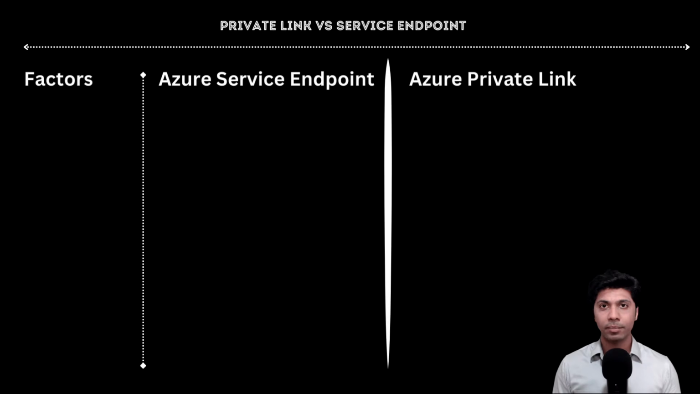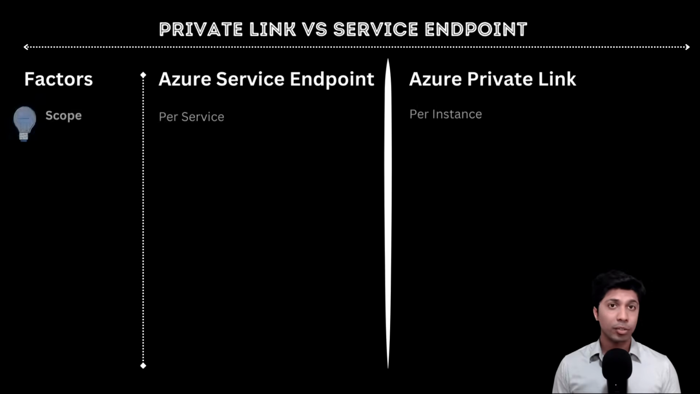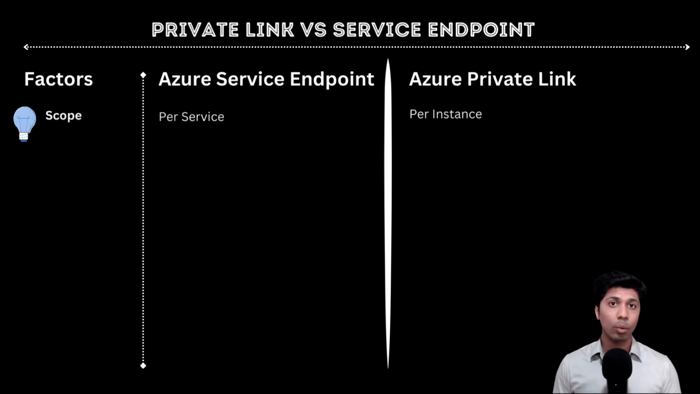Let's check. First factor is scope. Service Endpoint, once enabled, provides access to all the instances of the services. Let's consider you have many storage accounts and you enable Service Endpoint to the storage account service. Then all the storage accounts will be accessible from the virtual network subnet. To control a specific instance, we can use the Service Endpoint policy though, whereas by default, Private Link enables access to specific instances of Azure PaaS service, and each PaaS service will have a dedicated private endpoint to connect.